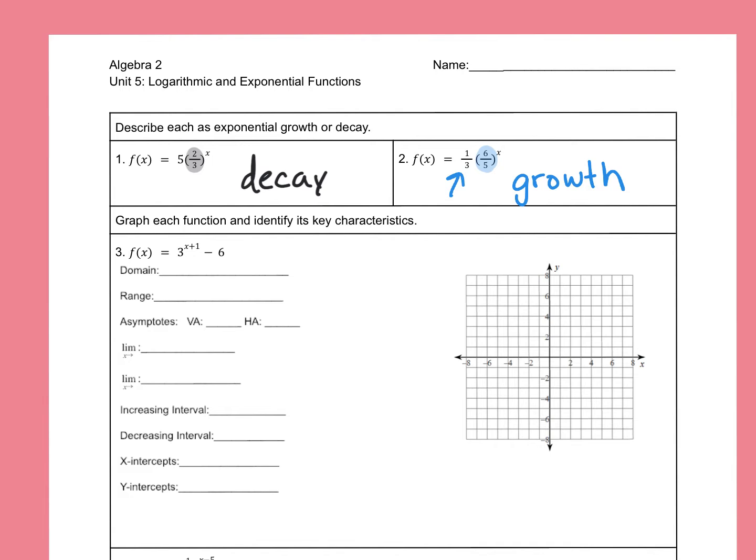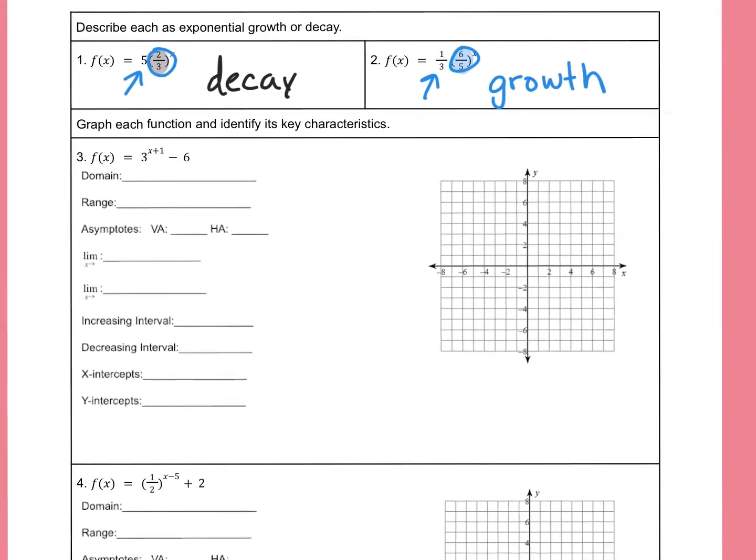Okay, do not look at the front value. The A value does not tell you. That's just vertical stretch or vertical compression. So do not look at that to see if it's decaying or growing. Just look at the bases. Okay, less than 1 decay, bigger than 1 growth.